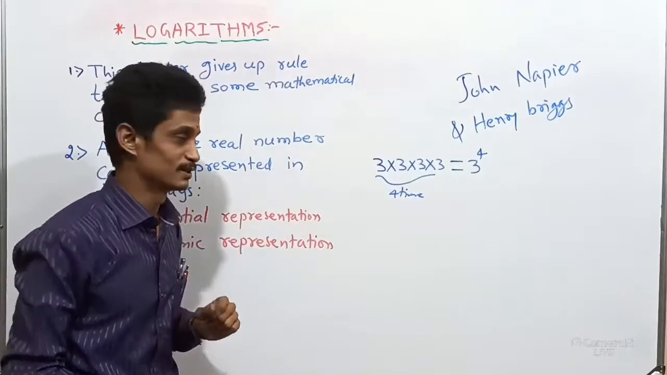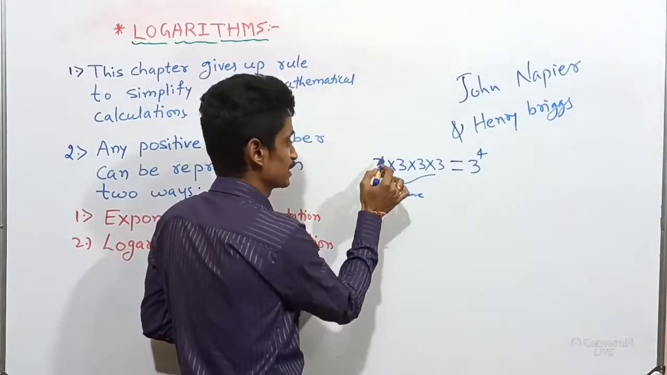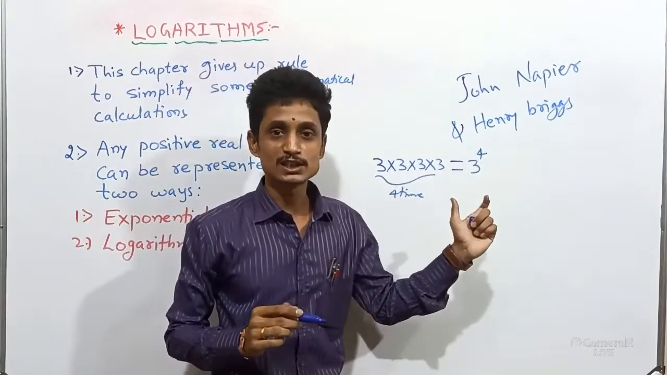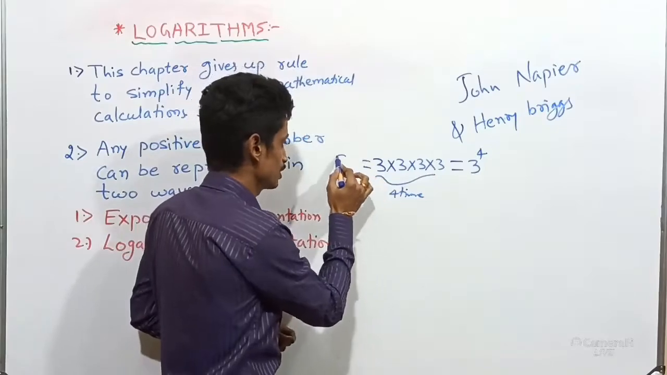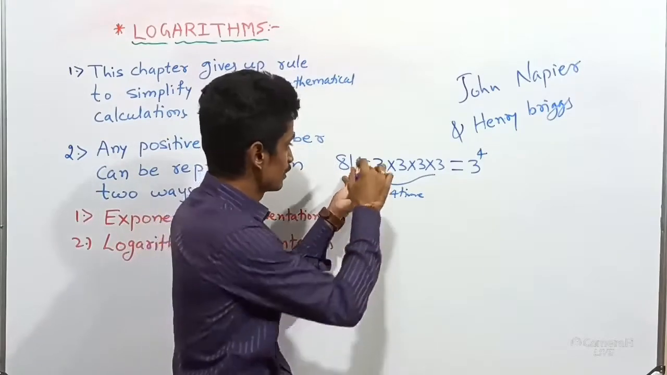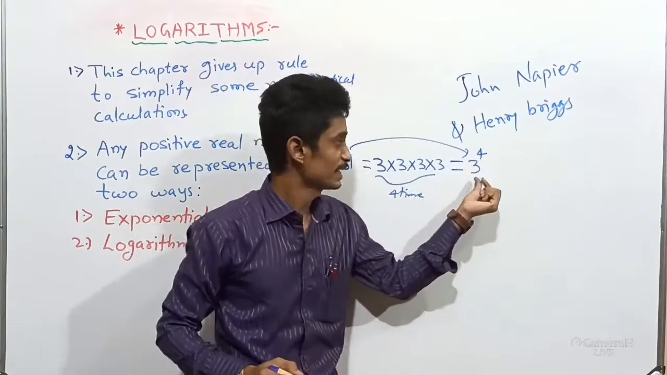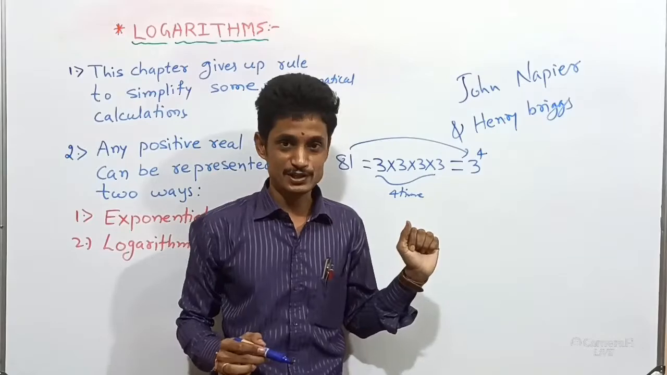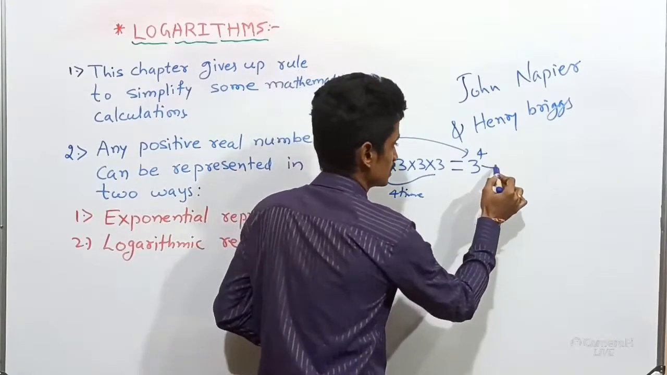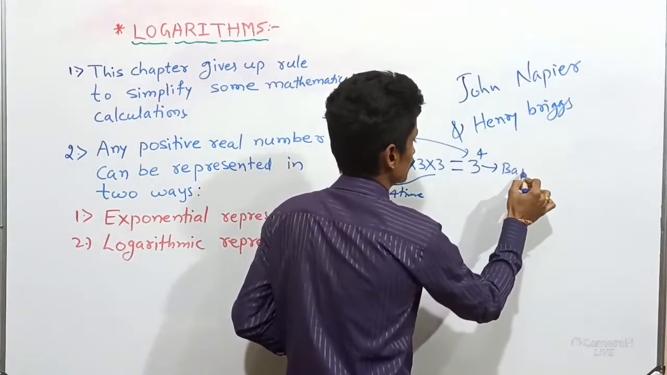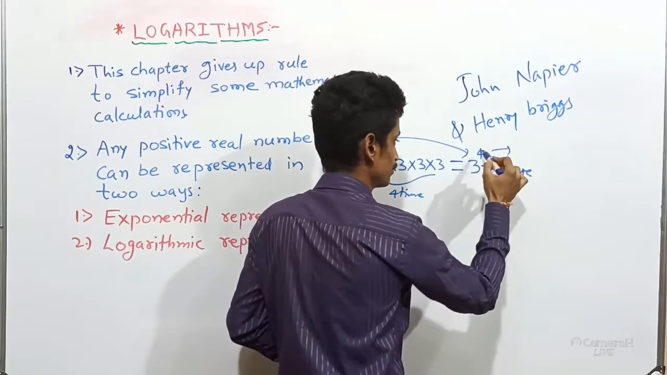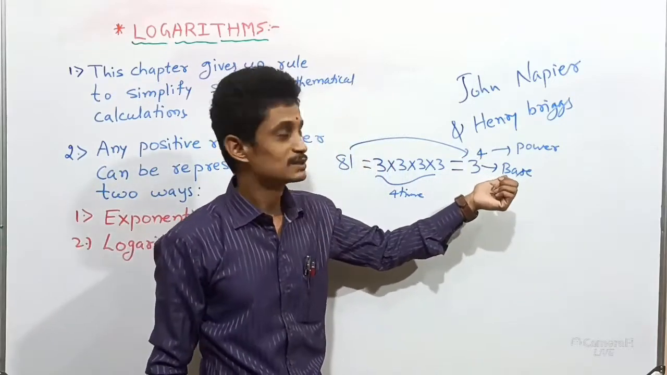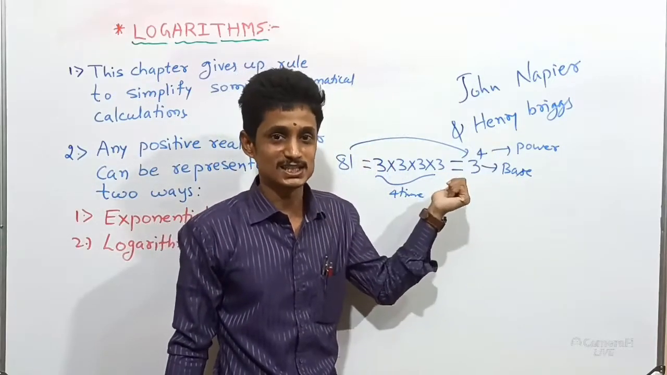What is the actual number? What will be the product of these numbers? 3 into 3 is 9. 9 into 3 is 27. 27 into 3 is how much? 81. The original number is 81. 81 we represented in one different way. That different way is called exponential representation. This 3 is called the base, and this 4 is called the power, degree or exponent, anything we can consider.